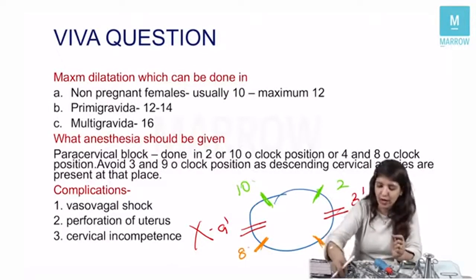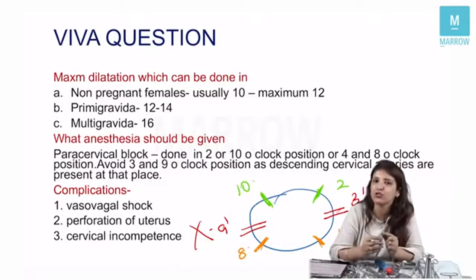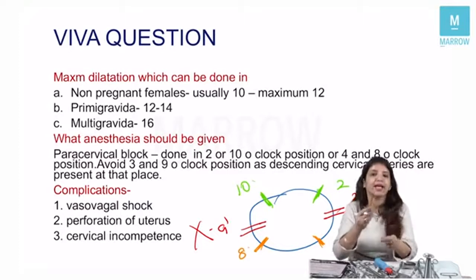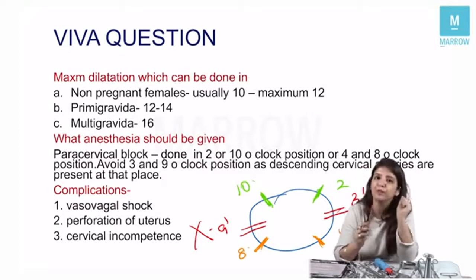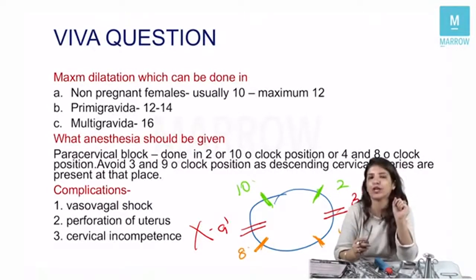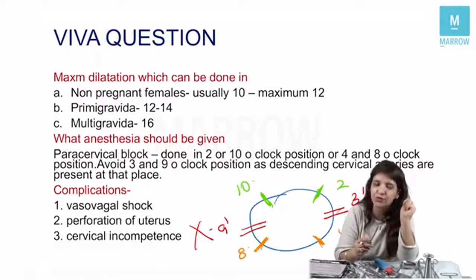Now, when you are dilating, what are the complications which can happen? Number one, due to pain, there can be vasovagal shock. Number two, it can lead to perforation of the uterus. Again, if perforation happens with Hegar's dilators, you have to wait and watch. You have to watch the vitals of the patient.